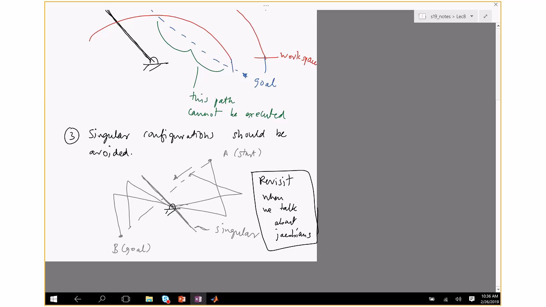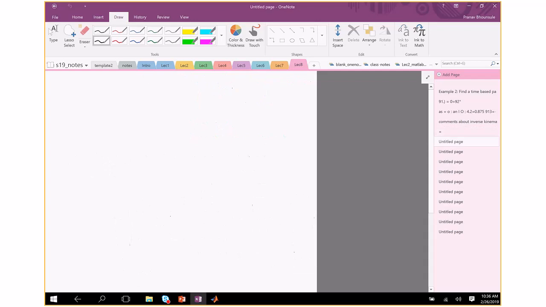Okay, the last issue is that the start and end points are reachable by different solutions, different configurations. Start and end points are reached by different solutions. What I mean by that will be obvious in a bit.